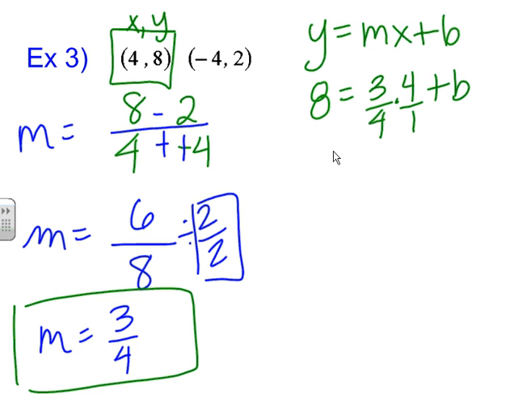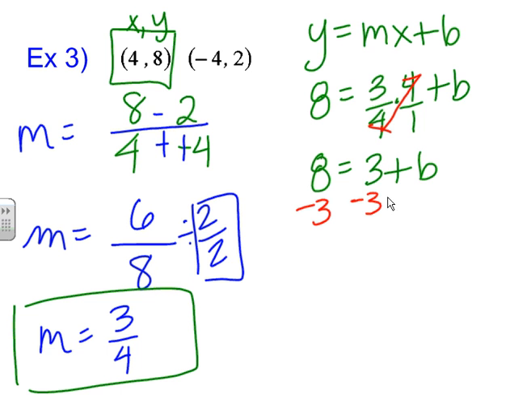So divide by 1, we would simplify over here. 3/4 times 4 over 1. We know 4 over 4 is equal to 1, so that will cancel out. So then we end up with 3 times 1, which is just 3 plus the y-intercept. We would then subtract 3 from both sides.